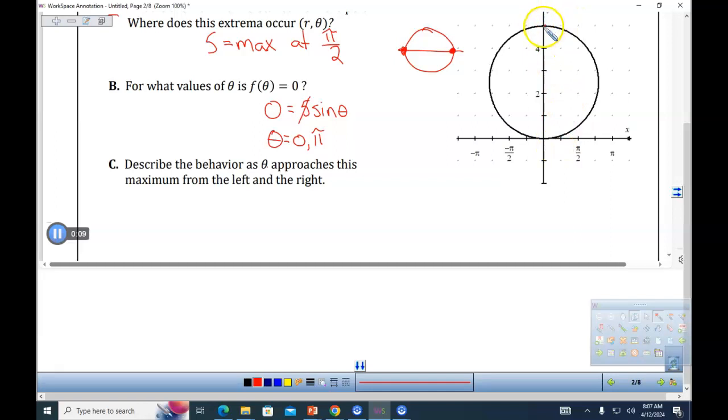Now describe the behavior of r as theta approaches the maximum from the left and the right. Alright, so as theta approaches pi over 2 from the right, it is increasing. Remember, pi over 2 is that y-axis too on this one.